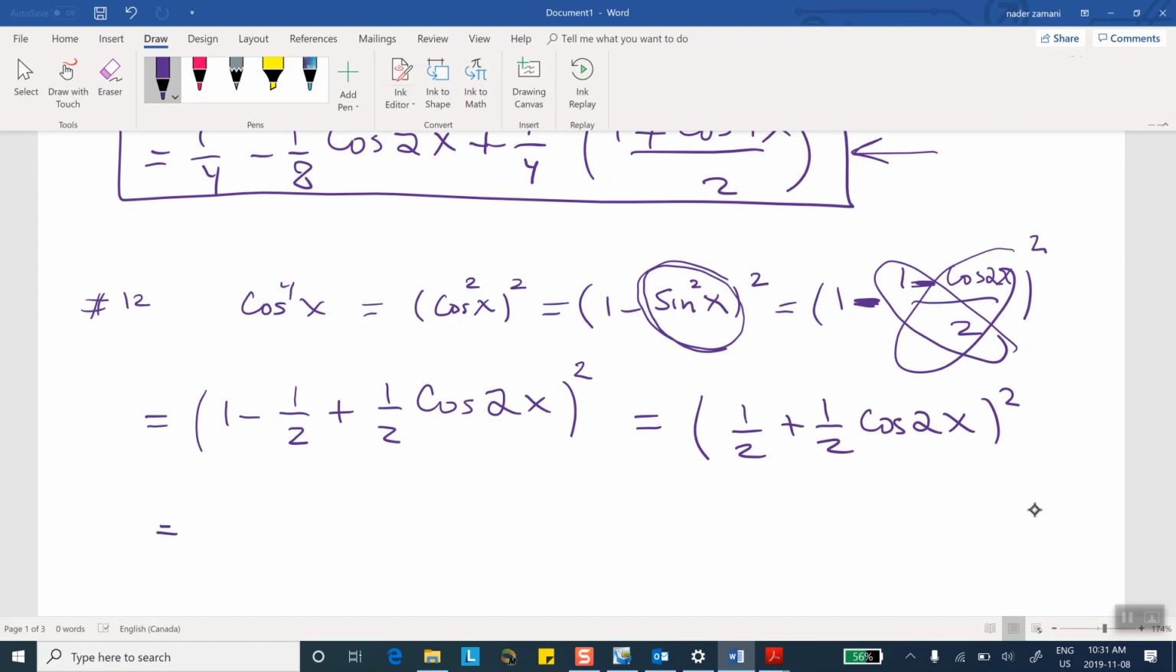So here I'm using the foiling, or using the identity a plus b quantity squared is a squared plus 2ab plus b squared. So that's going to be 1/2 squared plus 2 times 1/2 times 1/2.